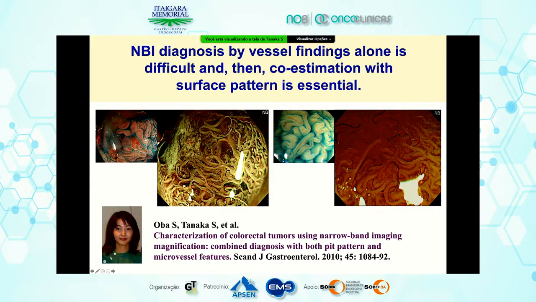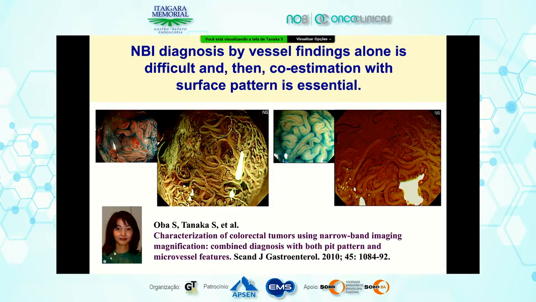Vessel pattern is very irregular in distribution, and there are dense types. This is very irregular running. But if we focus on surface pattern, you can see a very smooth margin, a tubulovillous pit-like pattern. So even if vessel pattern is irregular, we can diagnose this lesion as villus adenoma by surface pattern.